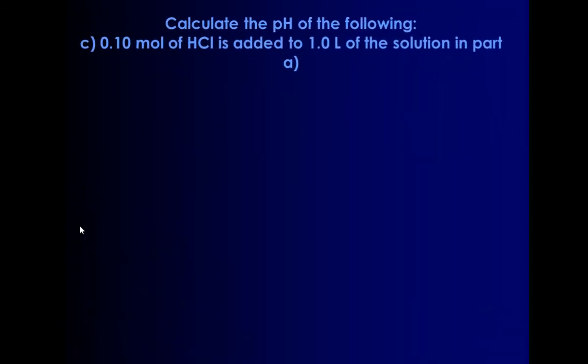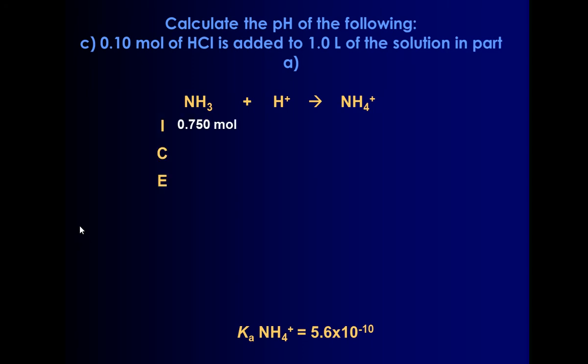In this example, we're going to look at HCl. HCl is a source of strong acid, so it's going to react with the basic component of our buffer, the ammonia, and it's going to produce ammonium ions. Again, the initial amounts that we had of ammonia and ammonium aren't going to change. We still had 0.75 moles of ammonia, and we still had 1 mole of ammonium ions. But now we have 0.1 moles of HCl that are present.